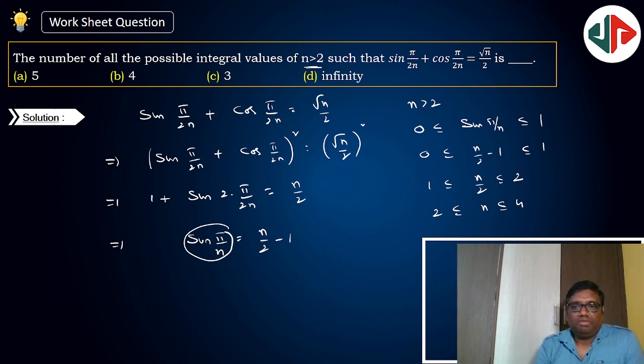Now what are the possible values that will exist here? 2, 3, 4 values will exist. So totally how many solutions will exist? 3.